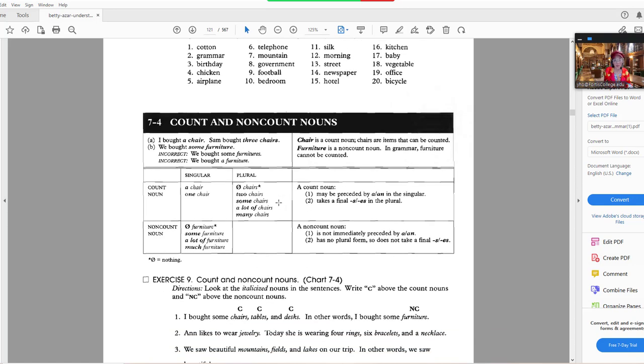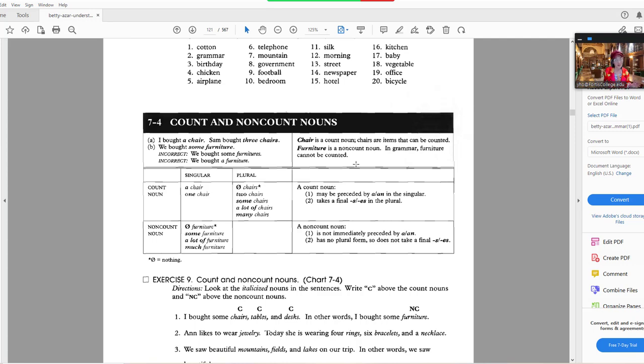Count and non-count nouns. I bought a chair. Sam bought 3 chairs. We bought some furniture. Chair is a count noun because chairs are items that can be counted. Furniture is a non-count noun. In grammar, furniture cannot be counted. That means that you can't say furnitures, okay? You can say chairs, but you can't say furnitures. So a non-count noun is a noun that cannot be made plural.